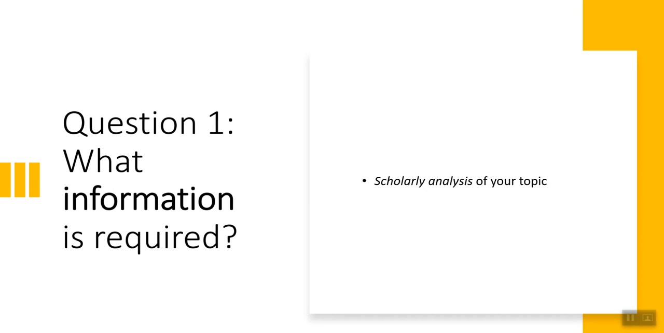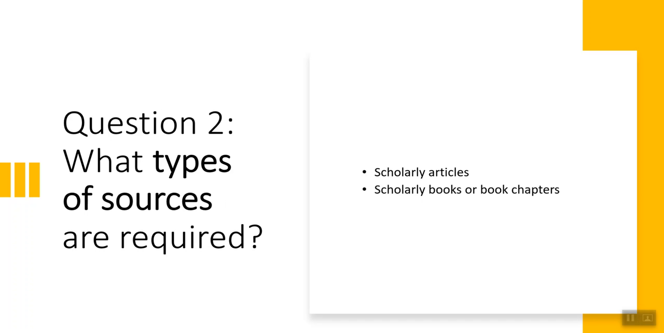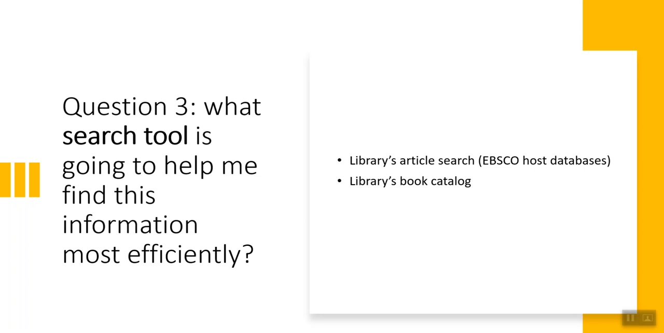The first is what information is required, and Professor Joyce would like you to find scholarly analysis of your topic. This is different from popular analysis, which you might find in news sources or other sources online for a popular audience. We're going to be looking for information that scholars have created about your topic. What types of sources are we going to use to find this? We're going to look for scholarly articles and scholarly books or book chapters.